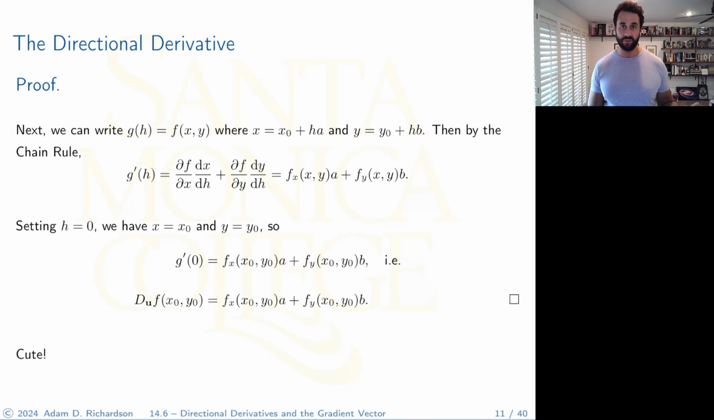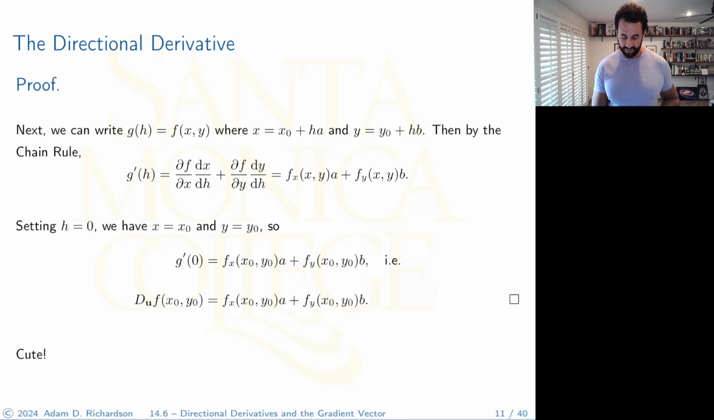And then we're going to use the chain rule on this. So by the chain rule, the derivative of this is going to be equal to this. And let's just walk through it to refresh our memories of how the chain rule works. So f is a function of x and y, but both x and y are functions of h.